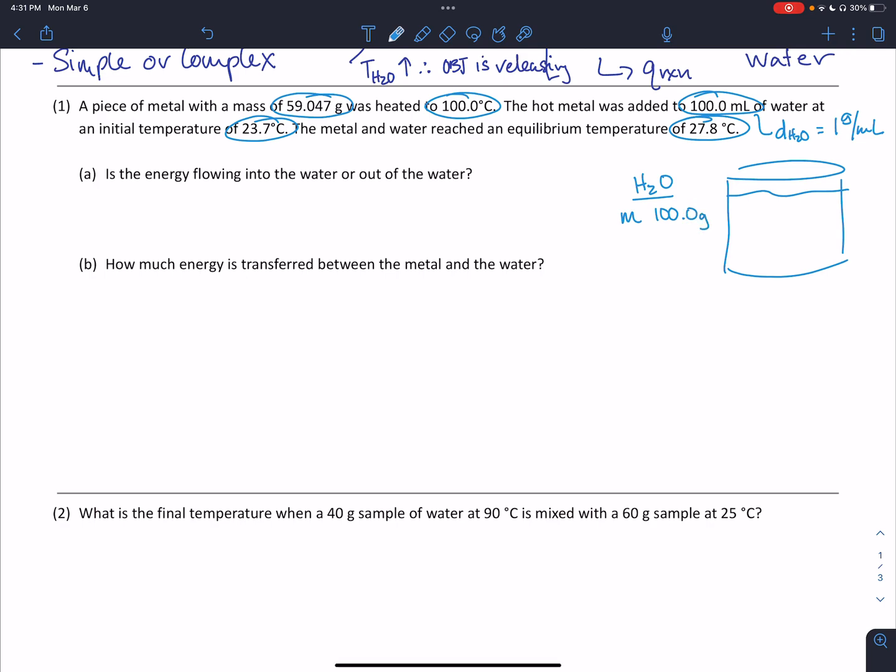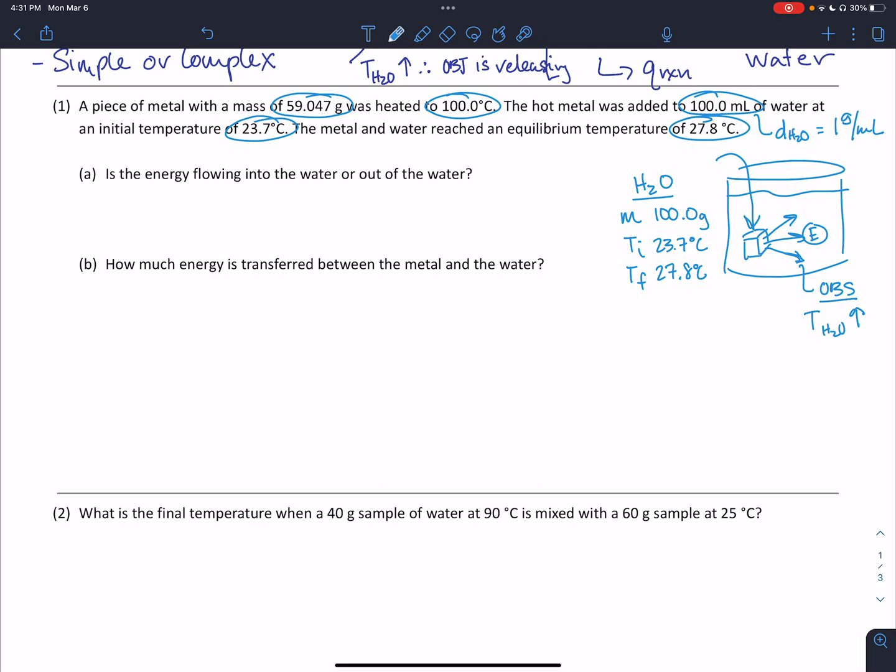The water had an initial temperature of 23.7 degrees Celsius, and once the metal was added, we saw that temperature increase until we reached thermal equilibrium and saw a temperature of 27.8 degrees Celsius. So this piece of metal was dropped into our water, and we observed the temperature of H2O increase. So what that tells me is that energy is flowing from my piece of metal into the water as it absorbs that energy.